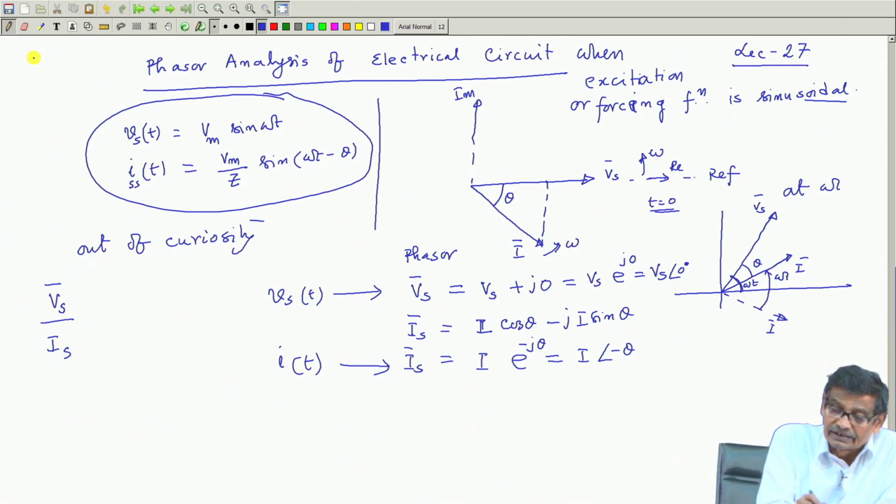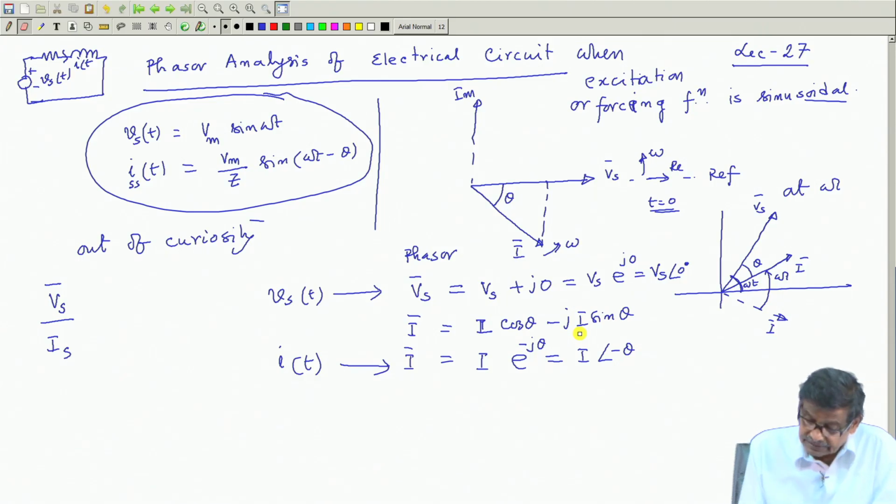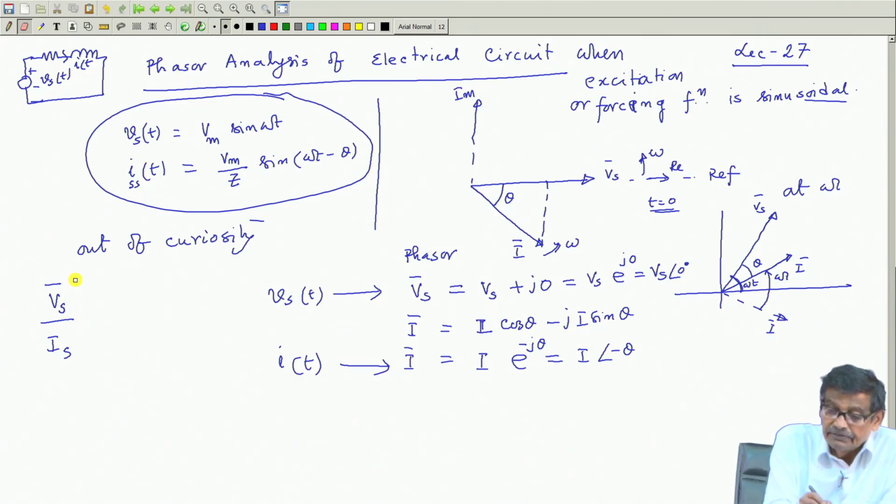I must draw the circuit so that you do not misunderstand me. This is the supply voltage V s(t), and this is the current I(t). So, why have I written I s(t)? It is not, it is the current in the circuit, I. Now, this I will just divide.